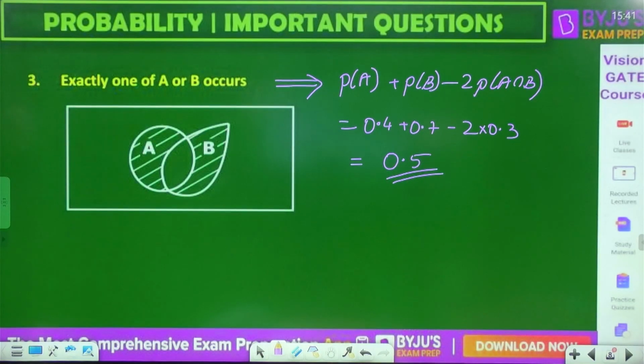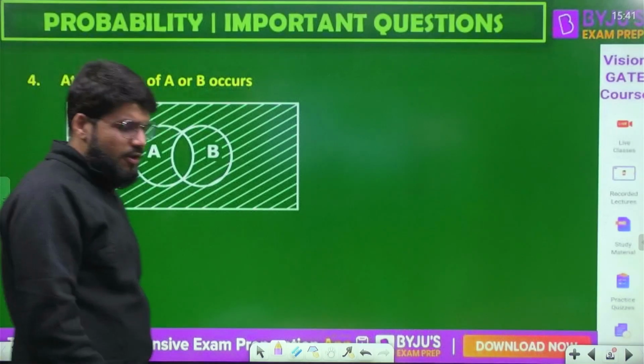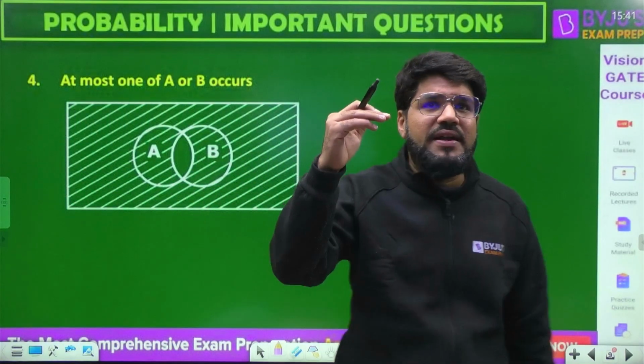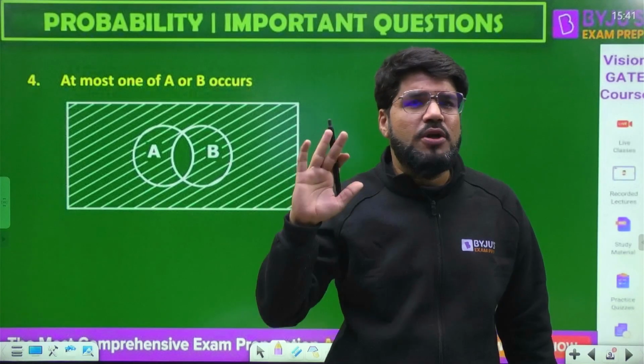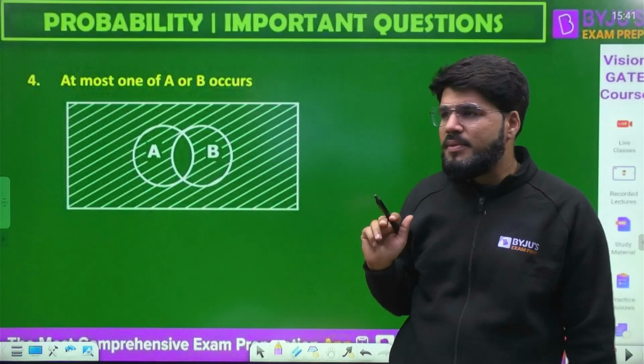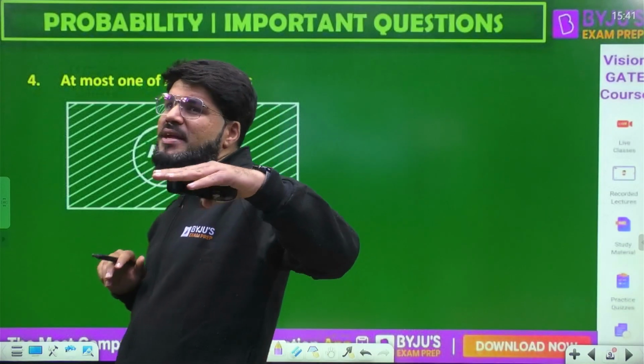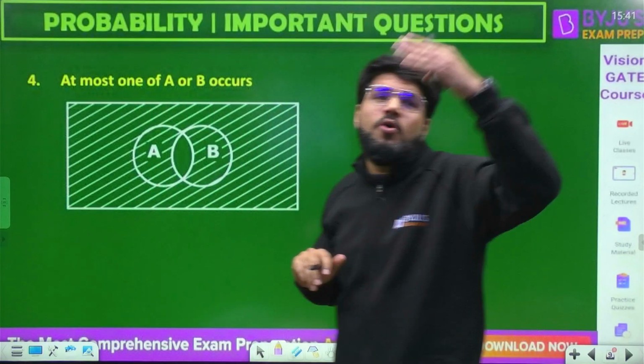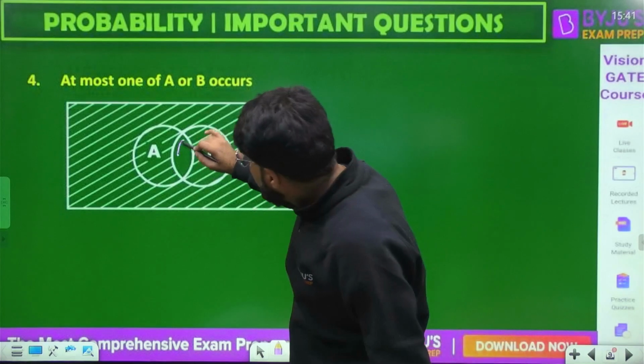Fourth case was at most one of A or B occurs. At most means maximum one event occurring. Maximum one means 0 is also acceptable. At the maximum, one event should occur, and 0 also is okay for me. That means 2 should not occur, you cannot go beyond one event. So what should not occur is the intersection.